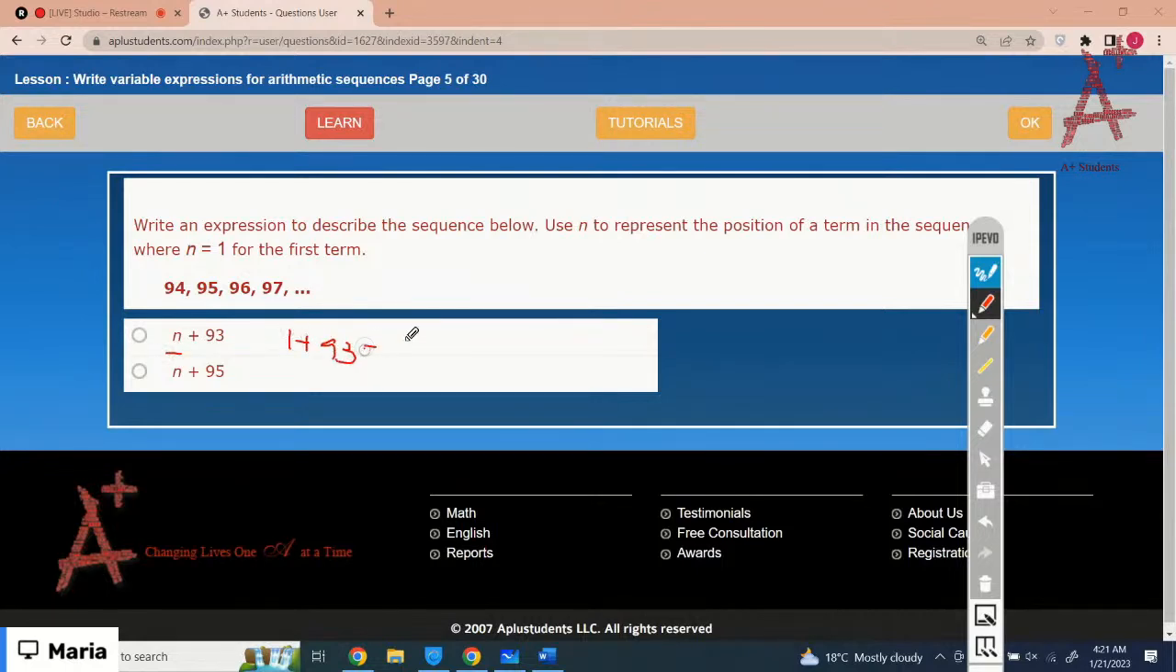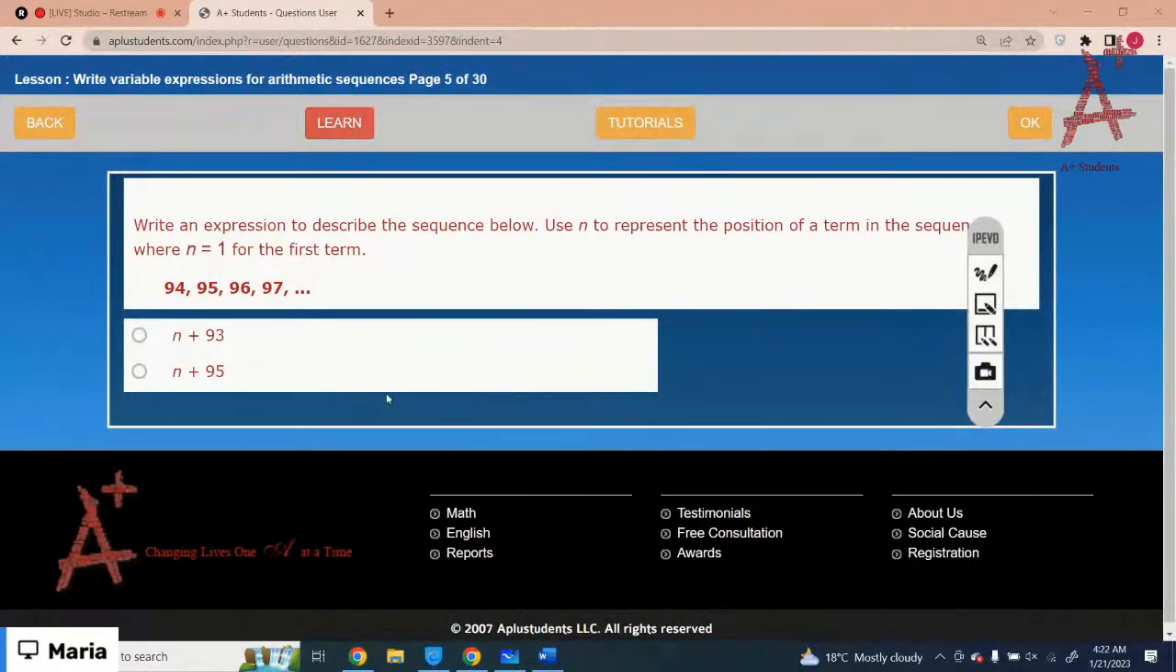It would be 1 plus 93 equals 94. Got it? Here is the 94. Okay, when n equals 2, just replace the n with 2. It would be 93 plus 2, which is 95. So the correct option is option number 1. That would be n plus 93. Got it? So just select the correct option, then click on the OK button.